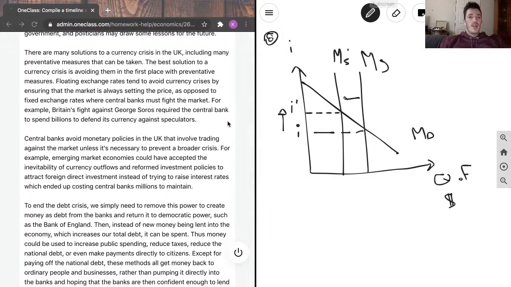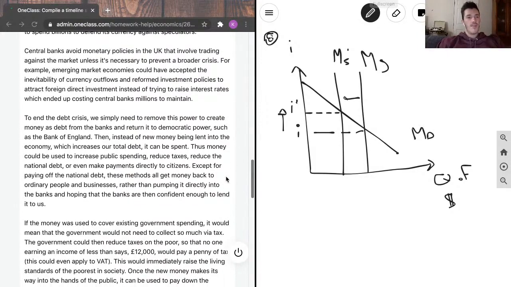There are many solutions to a currency crisis in the UK, including many preventative measures that can be taken. The best solution to a currency crisis is avoiding them in the first place with preventative measures. Floating exchange rates tend to avoid currency crises by ensuring that the market is always setting the right price, as opposed to fixed exchange rates where central banks must fight the market. For example, Britain's fight against George Soros required the central bank to spend billions to defend its currency against speculators.